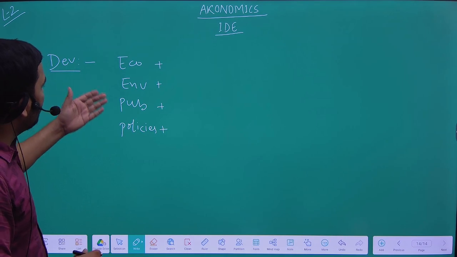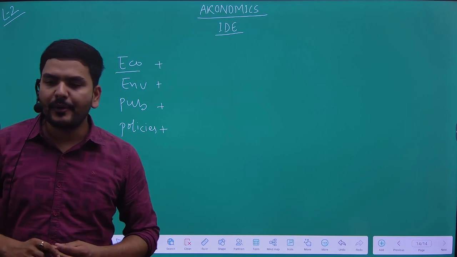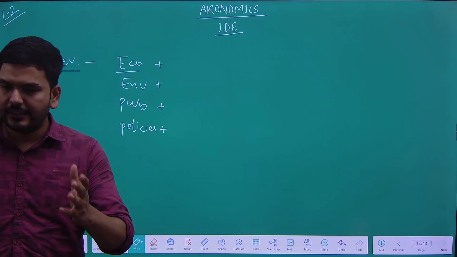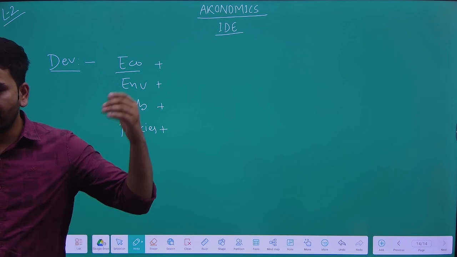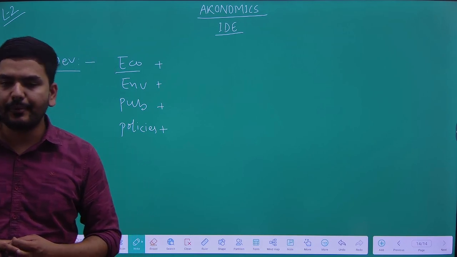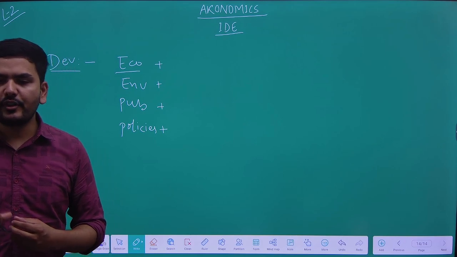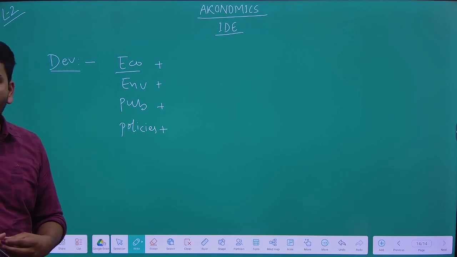Like we talked about economics. Why economics? Obviously, when we talk about development, we will talk about the growth numbers and all, so economics would be there. When we talk about environment, as I gave you the example yesterday, when we were talking about Delhi, the pollution in Delhi is harming your economic well-being also.